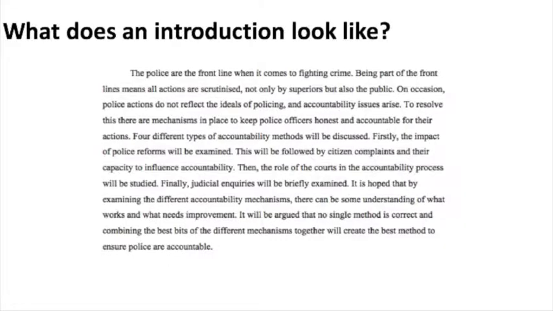I thought I'd also give you an example of what an introduction looks like. Police are frontline, blah, blah, blah, blah. On occasion, police actions do not reflect the ideals of policing. To resolve this, there are mechanisms. And then this person goes on to talk about the overall roadmap. The 4 different types of accountability methods will be discussed. Firstly, the impact of police reforms will be examined. This will be followed by blah, blah, blah. Then the role of the courts. Finally, judicial inquiries. It is hoped.